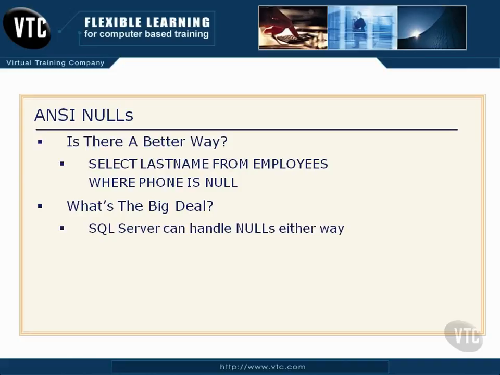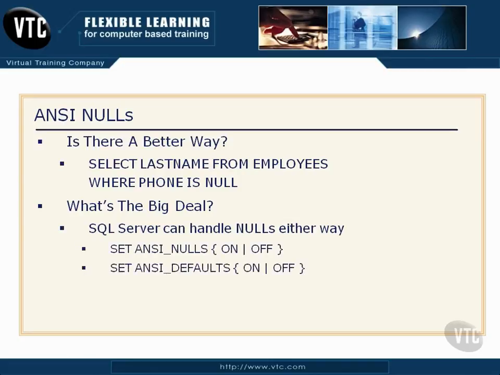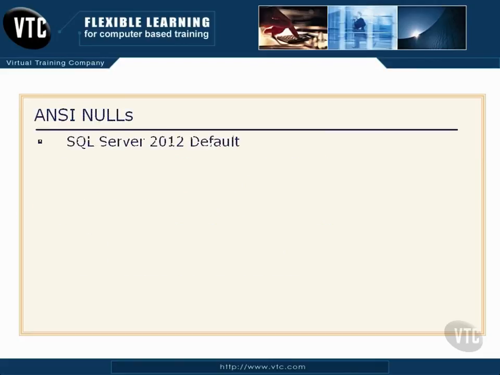Here's the big deal. SQL Server can handle nulls either way. We can use a command in Transact-SQL called SET ANSI_NULLS ON or OFF. And we can also set ANSI defaults. There's other things that will affect how ANSI nulls is set, but the bottom line is we can turn them on or off. Now, the default on SQL Server 2012 is that ANSI nulls is set to off. Now what that means is we don't abide by all those stodgy rules that ANSI has set up on nulls.